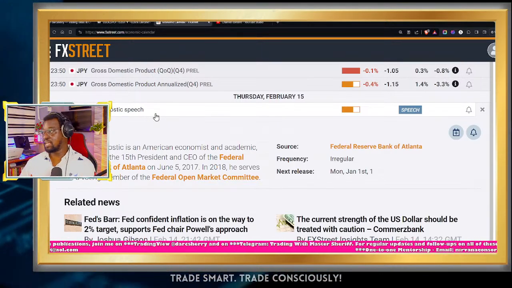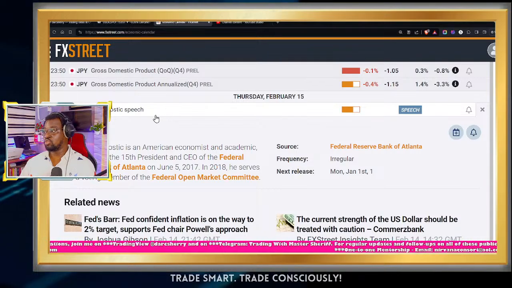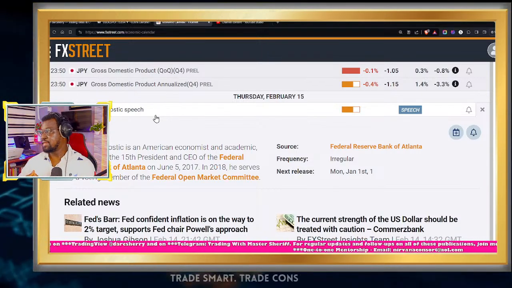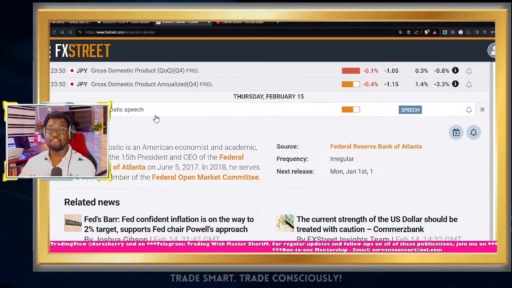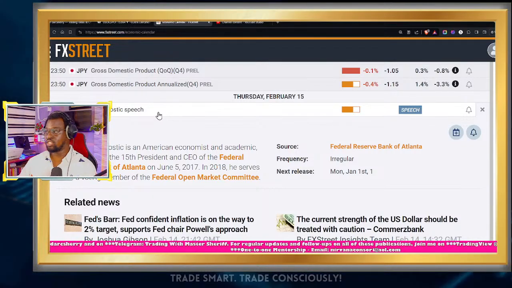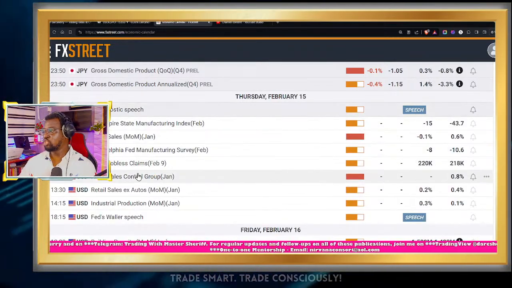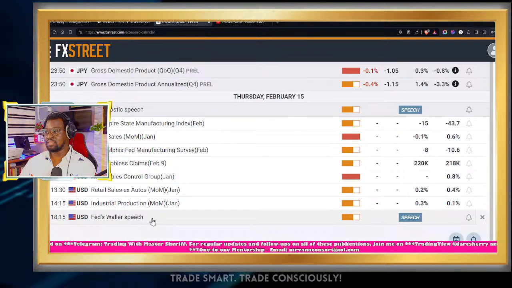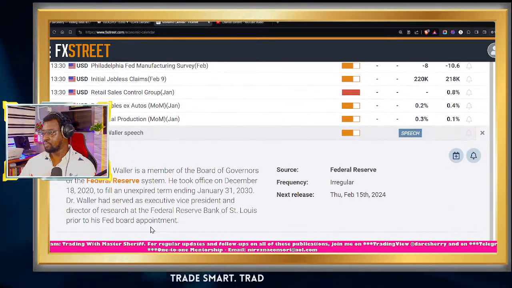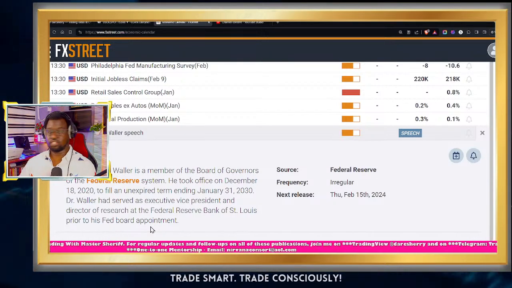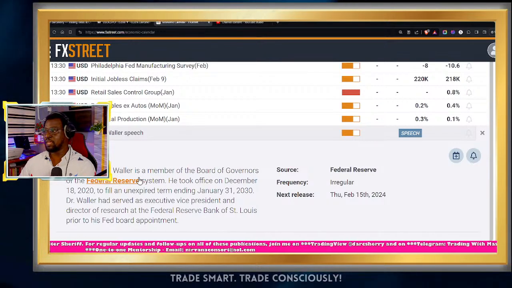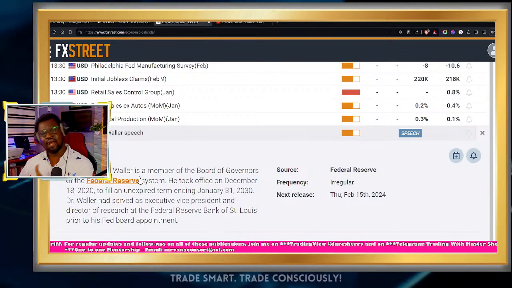Raphael Bostic is an American economist, and of course is also the CEO of the Federal Reserve Bank of Atlanta. And he serves as a voting member of the FOMC as well, which makes his speech carry a lot of weight today. Then we're also looking forward to Waller. Christopher Waller is a member of the Board of Governors of the Federal Reserve, and is going to be speaking in about 9-10 hours from now.